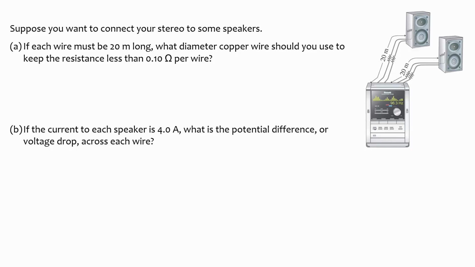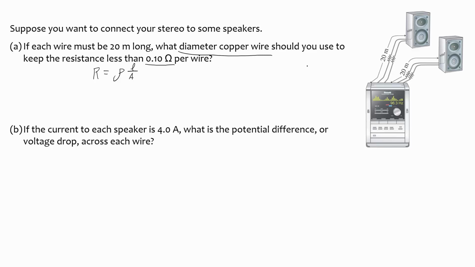If we want to hook up some speakers and we want to make sure that we have less than 10 ohms of resistance per wire so that we get the optimal sound quality or whatever, we can use our resistivity equation, which was the resistance equals resistivity times length over area, and we want to find what diameter of wire we should use.